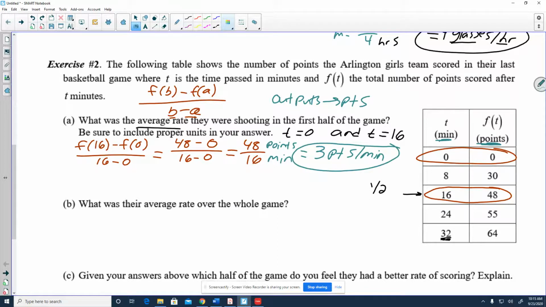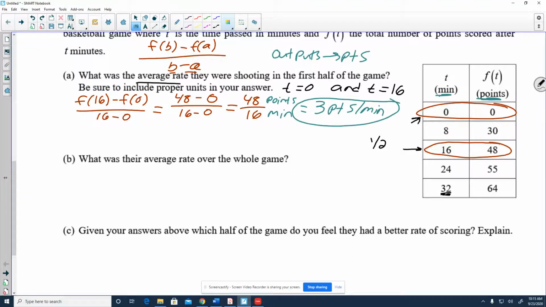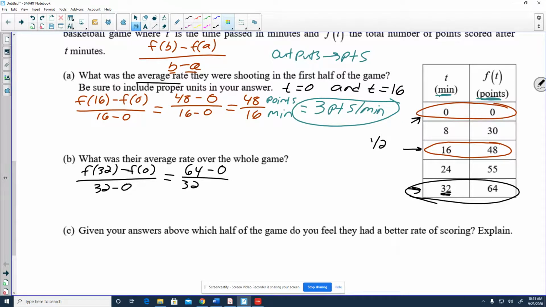Now letter B: what was their average rate over the whole game? This is going to be very similar, except we go from t equals 0 to t equals 32. So f of 32 minus f of 0 all over 32 minus 0. f of 32 is 64 and f of 0 is 0. So we have 64 points over the entire 32 minutes of our game. Our final answer is 2 points per minute.